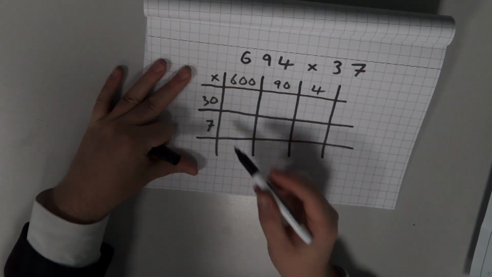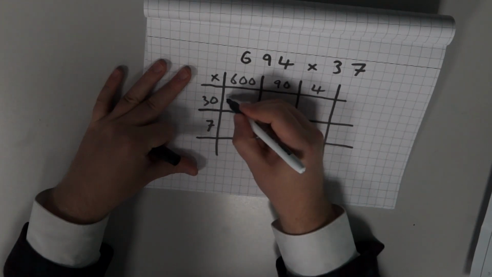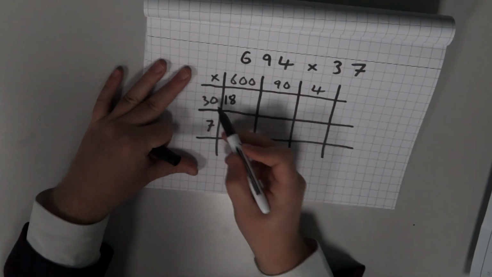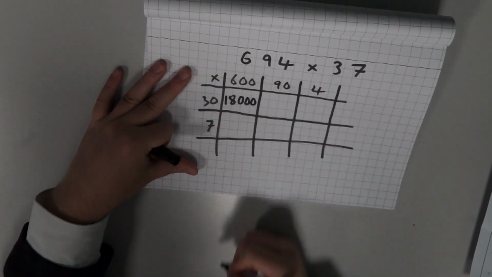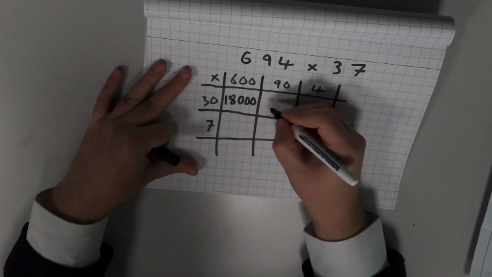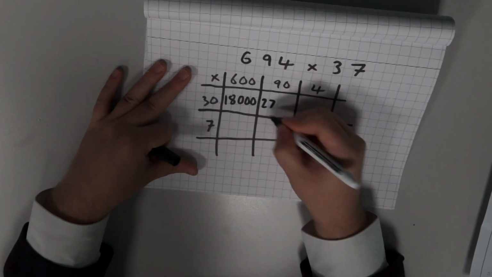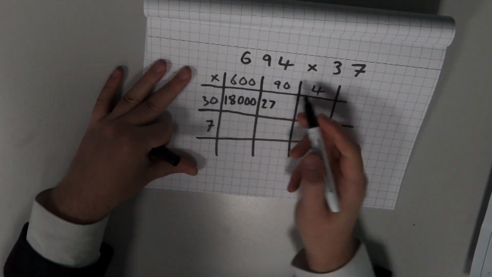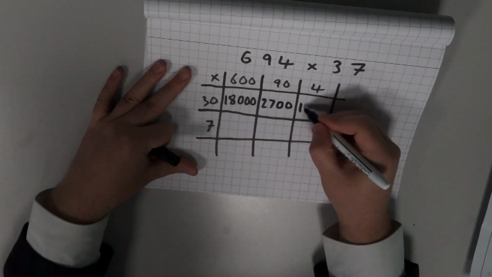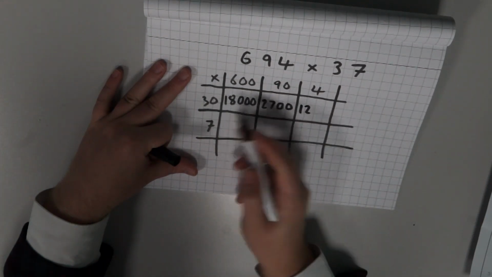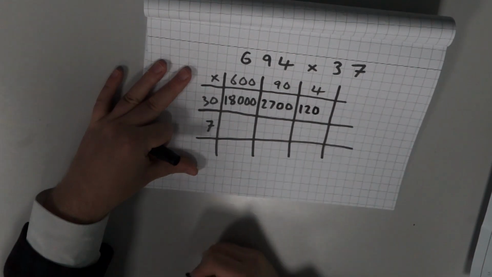30 times 600, 3 times 6 gives me 18, and I've got 1, 2, 3 zeros, so I can add 3 zeros in. 3 times 9 gives me 27. I've got 2 zeros, add those in. 3 times 4 gives me 12. 1 zero from the 30, I can add that in.